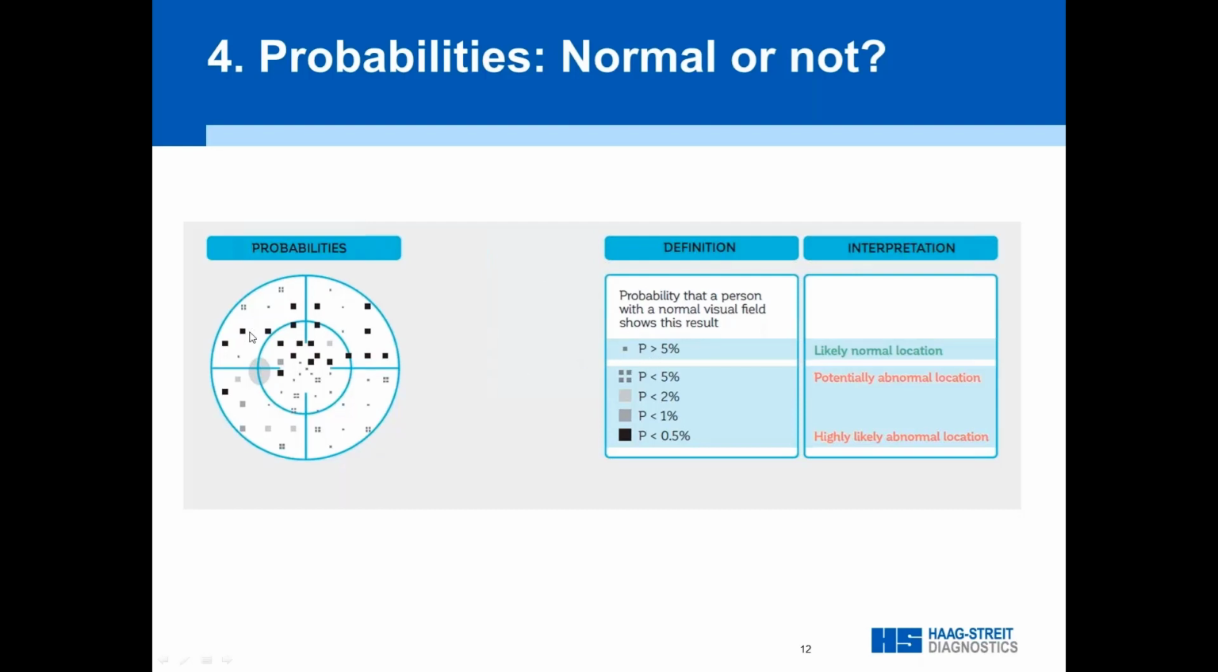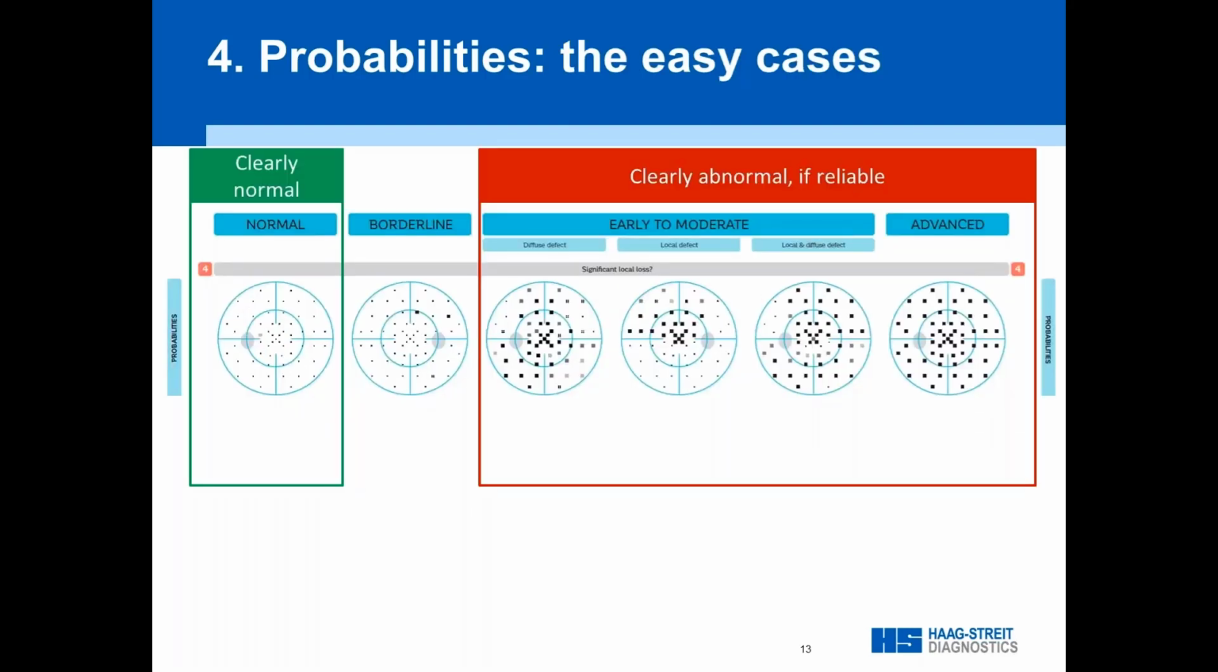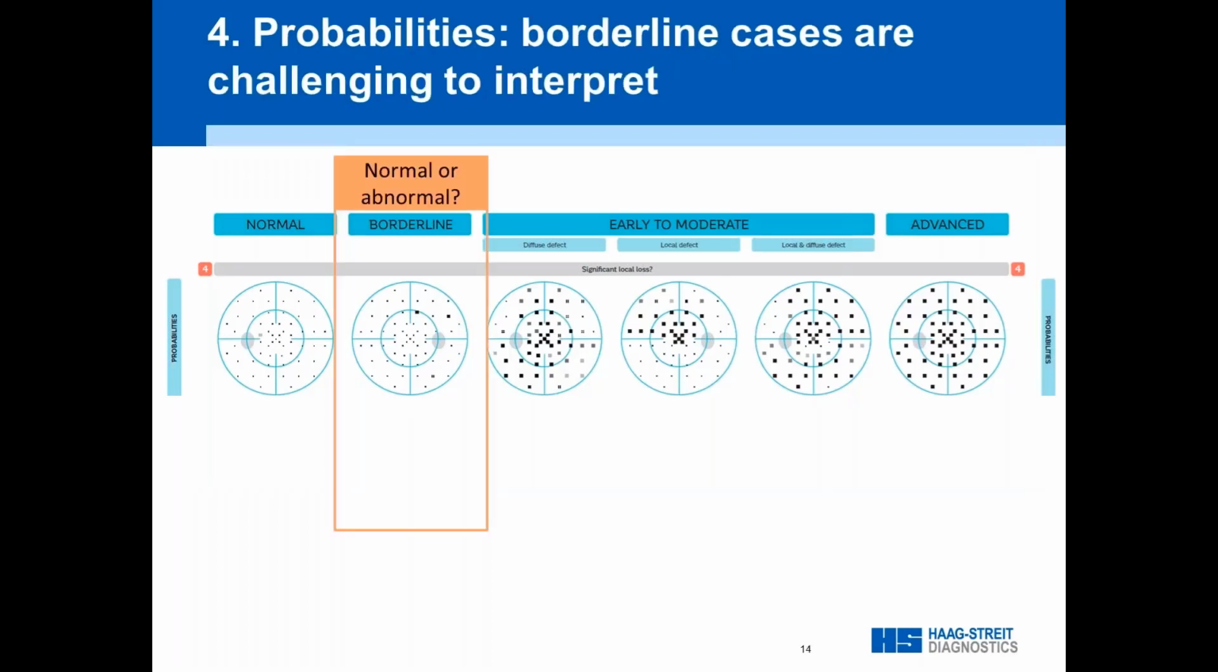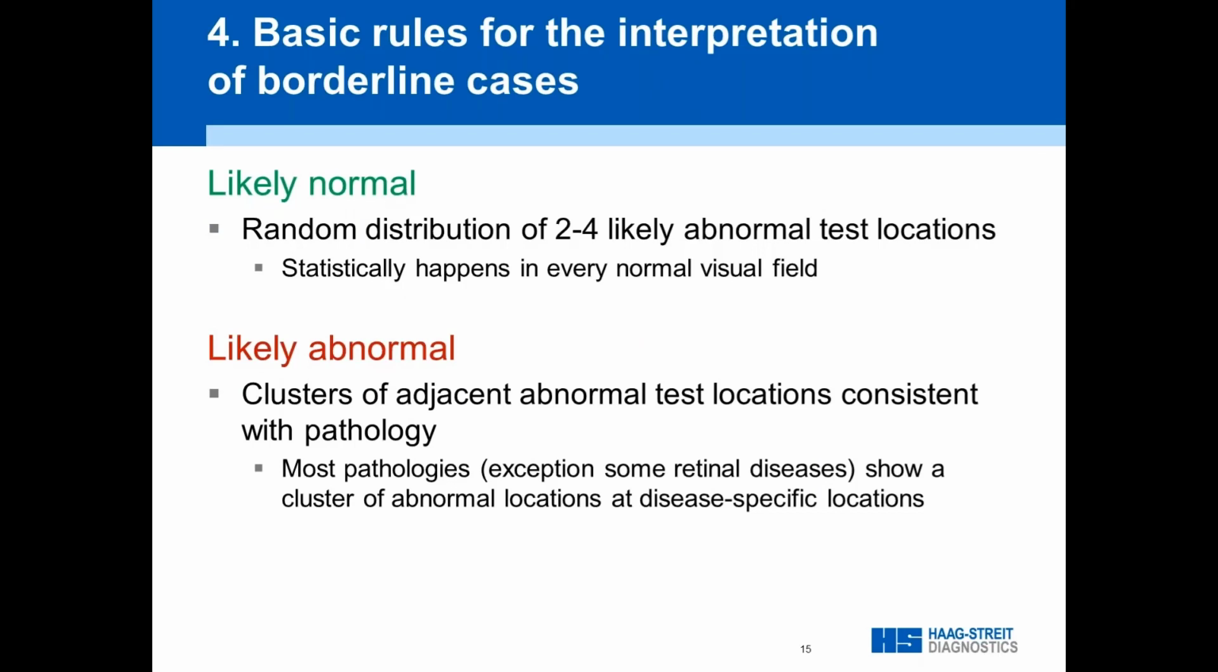You look at this graphically, and if you just see these small insignificant dots, this is a likely normal location. And if it gets darker, it's a likely abnormal location. What's important to understand is that we don't need this if something is either clearly normal, like here on the left, or clearly abnormal with a large defect, if this is a reliable field. Then we don't even need to look at it. But in borderline cases, this is the one representation to look at. And let me give you some examples and also how to interpret that.